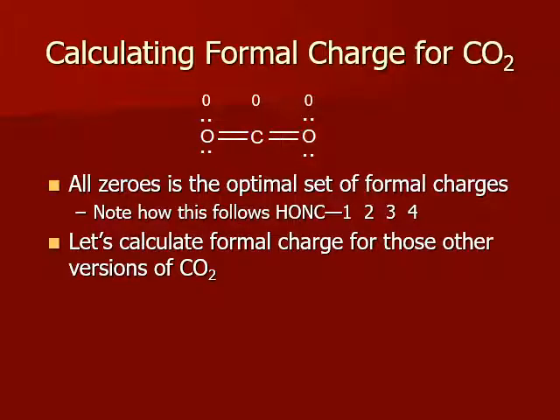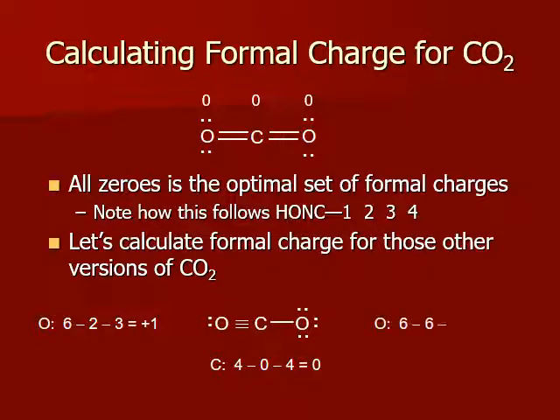Let's do the formal charge for the other way to draw that carbon dioxide. Okay, the oxygen, 6 valence, minus 2 non-bonding electrons, minus 3 lines. That gives us a formal charge of +1. Our carbon, 4 minus 0 minus 4, that's still 0. Our other oxygen, 6 minus 6 minus 1. Its formal charge is a -1.